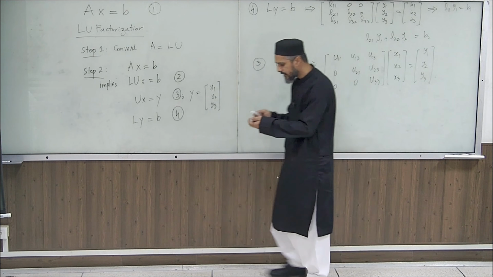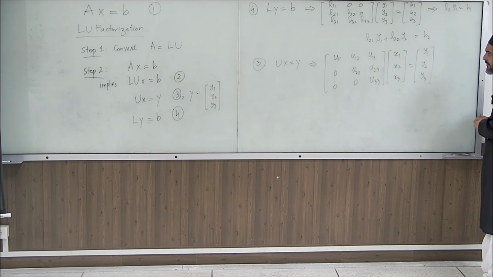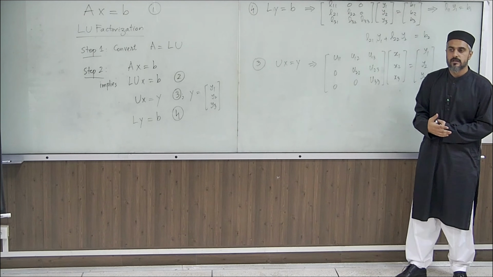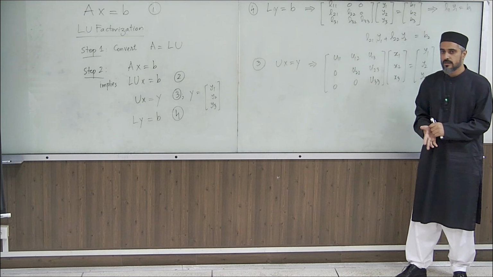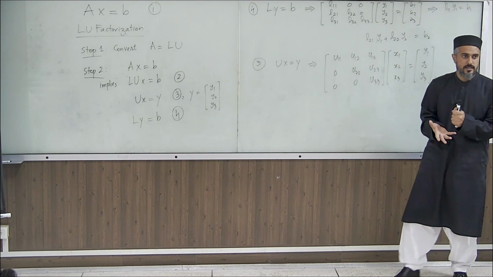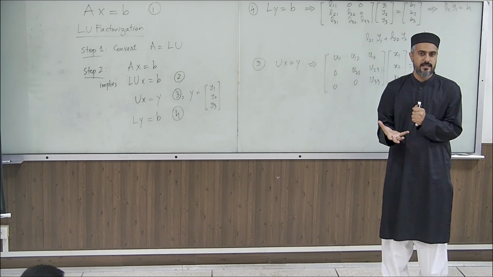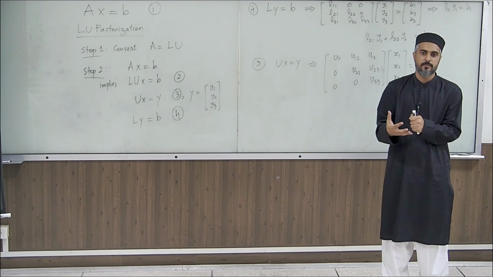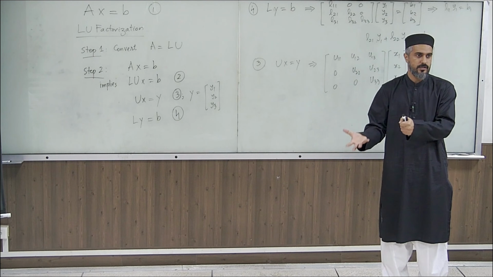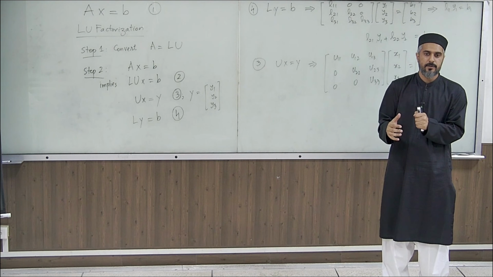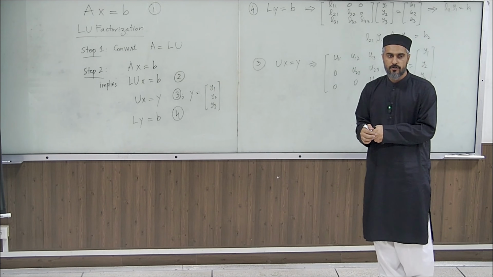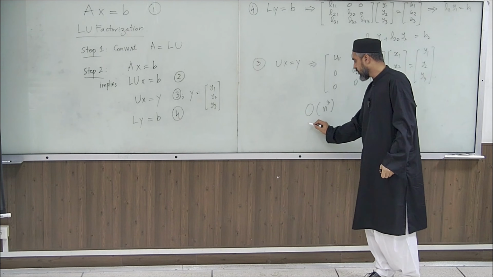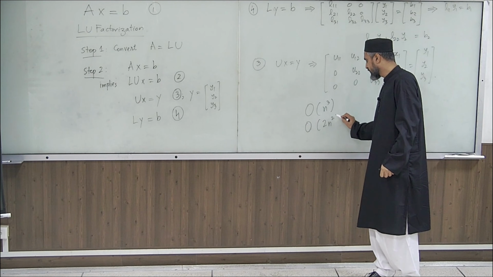Okay. The first question that possibly can come to your mind is, why are we using LU factorization rather than Gauss elimination? The answer is, computationally it takes less time, or less work, as compared to Gauss elimination. The order of Gauss elimination is n cube, and the order of LU factorization is 2n square.